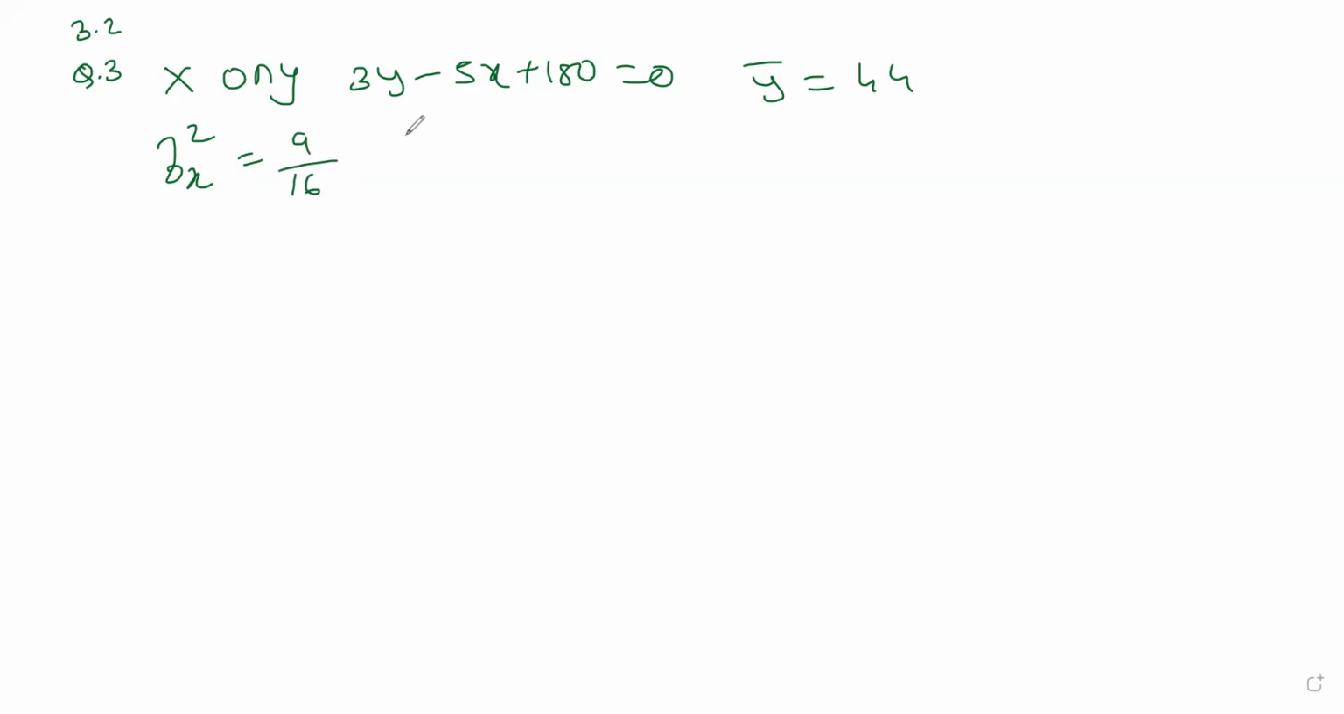And the variance of marks in statistics, that is variance of x, because statistics is x and accountancy is y, is 9 by 16th of the variance of marks in accountancy. Here x is statistics, y is accountancy, and this information is given. Find the mean marks in statistics and the correlation coefficient between x and y.